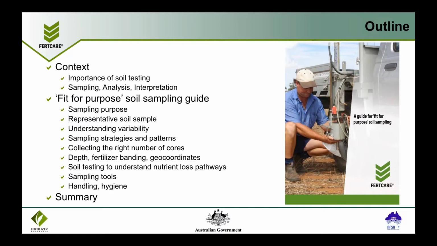of aspects of the guide, including things like the purpose for taking soil samples, what you might consider around collecting a representative sample, understanding a bit more around variability, what sort of sampling strategies and patterns you might think about employing when you're undertaking soil sampling, collecting the right number of cores, considering things like soil sampling depth, issues around fertilizer banding and how that influences what you might do. The collection of geo-coordinates, as Jeff's already mentioned.